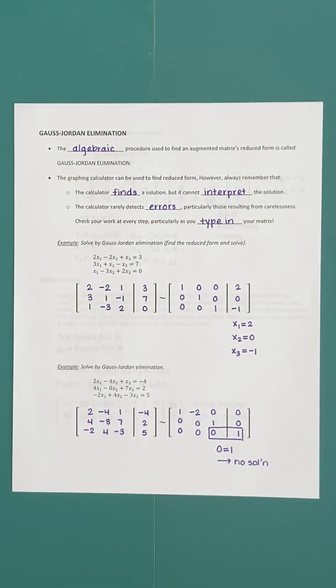So errors based on carelessness, just not paying super close attention to detail, those are really, really easy to make, and your calculator will not catch them for you. So the big takeaway from that is you absolutely need to check your work at every step in the procedure, particularly while you're typing in your matrix. While you are typing it in, you want to check and double check that every single entry is typed correctly before you do anything additional with your matrix.